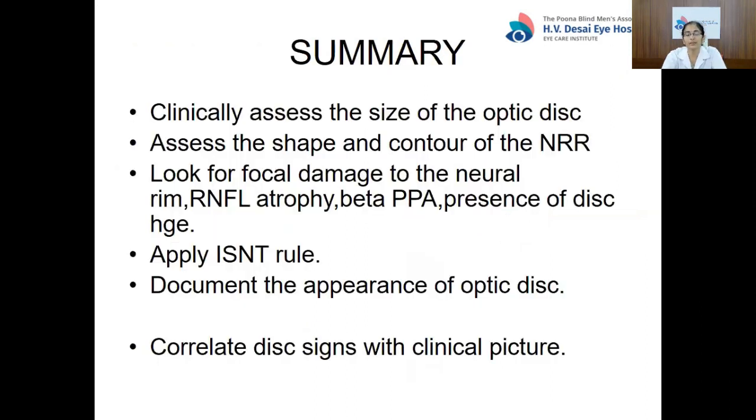To summarize, assess the size of the optic disc clinically, assess the shape and contour of the neuroretinal rim, look for focal damage to the neural rim, the retinal nerve fiber layer atrophy, beta zone peripapillary atrophy, and presence of disc hemorrhages. Apply the ISNT rule and document the appearance of the optic disc. It is important to correlate these disc signs with the clinical picture and visual field defects.